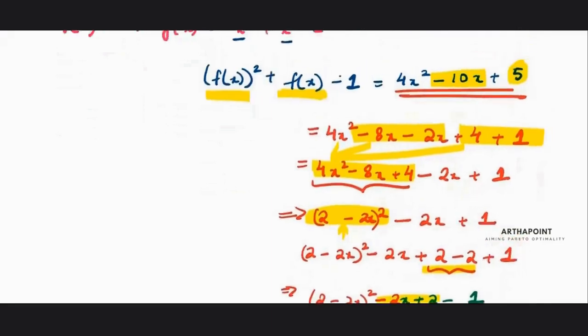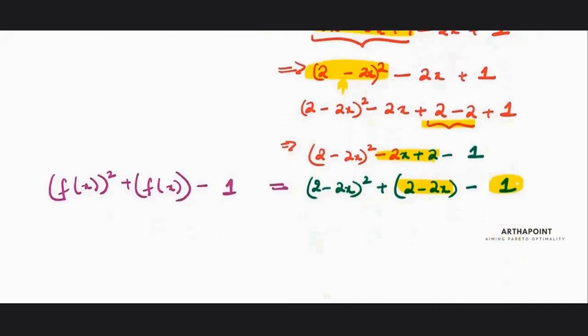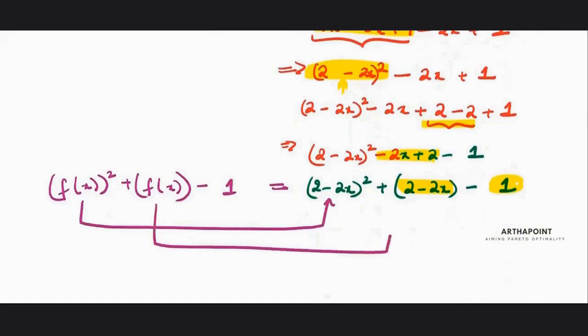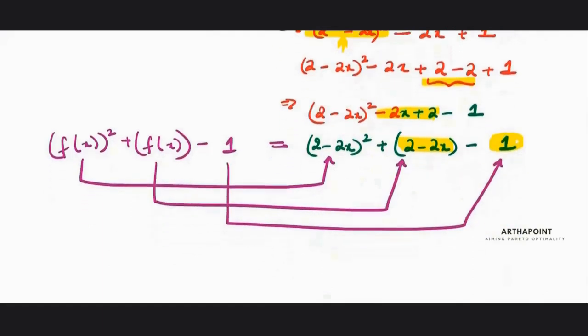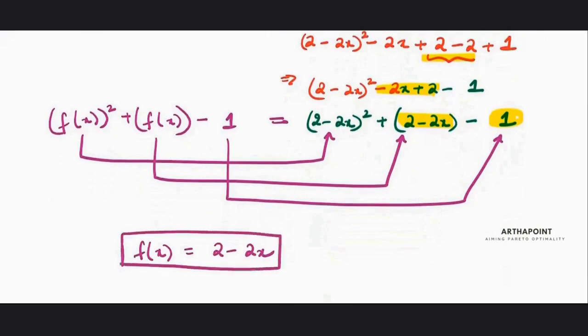If you compare it with this now, the function that you had, f of x whole square plus f of x minus 1, is equal to this. Both of them are exactly synonymous. So this is the whole square of 2 minus 2x. This is the same term that is coming here, and then you have minus 1 coming here. So from here, it's clear that the function is 2 minus 2x. This is the value of your function.